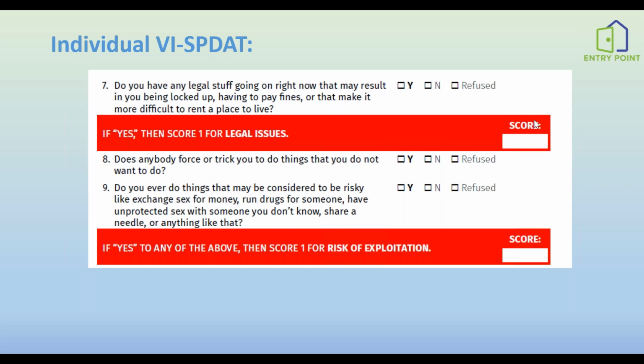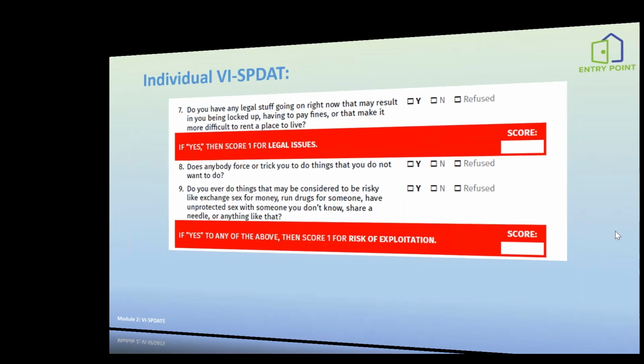And this one ends with, "or anything like that." It details some things like exchanging sex for money, so on. And again, this gets at some of the riskiest components of the street life or street economy. And we don't know the details, and we want to remind or reassure people that we're not judging them. We just want to know what their risks are.